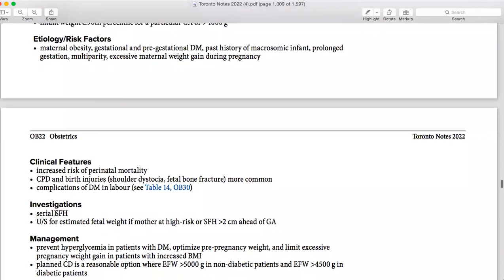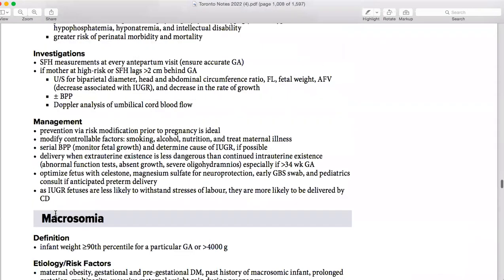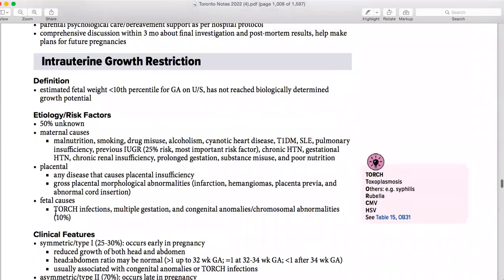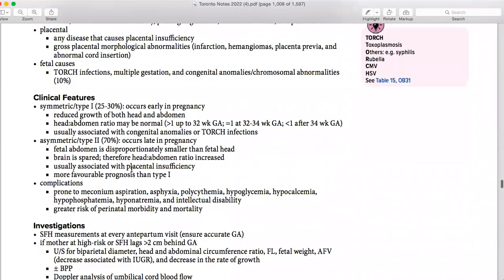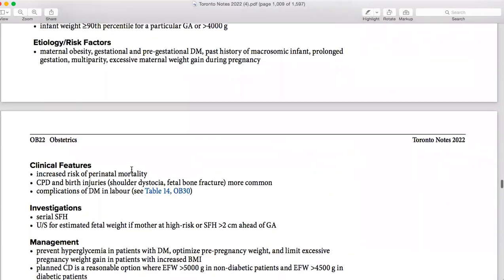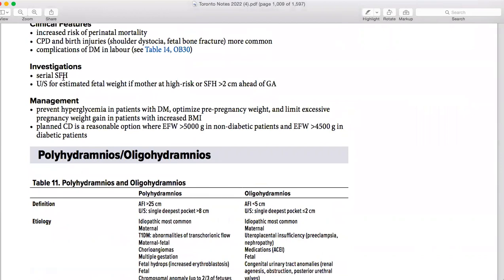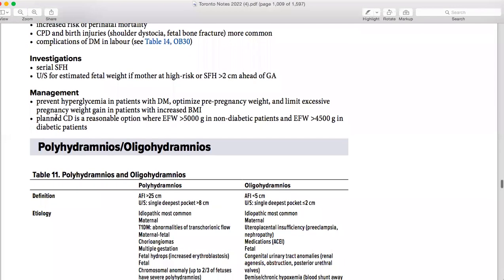So investigation: just as in intrauterine growth restriction, symphysis fundal height, the same goes for macrosomia. What are we going to do first is symphysis fundal height. Non-invasive first, then we move on to ultrasound. Then what comes is the management. Management is basically to prevent hyperglycemia in patients with diabetes mellitus, optimize pre-pregnancy weight, and limit excessive weight gain in pregnancy.